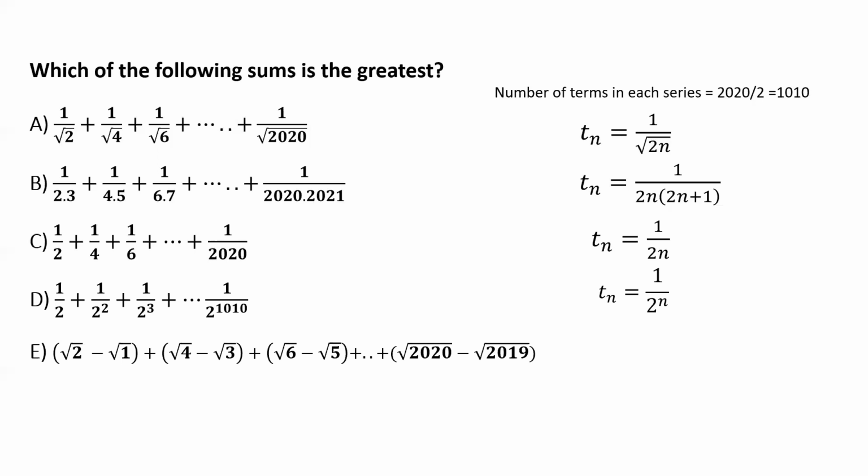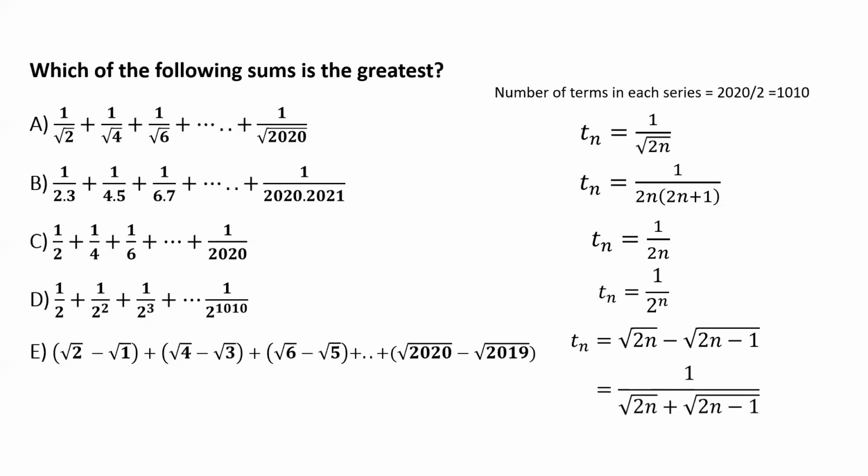Now we come to option E. So we are left with comparing option A and option E. So what's the nth term in option E? Well, it's simply root over 2n minus root over 2n minus 1. Now, for easier comparison, we want to express this as a reciprocal, and the easy way to do this is to multiply and divide by the conjugate, and the conjugate will be root over 2n plus root over 2n minus 1.